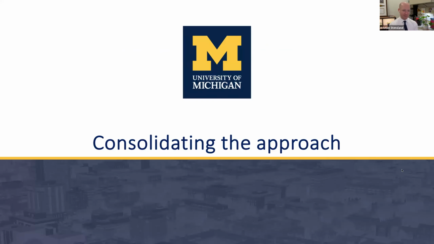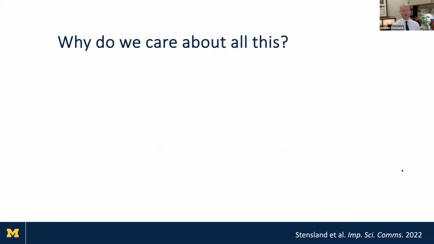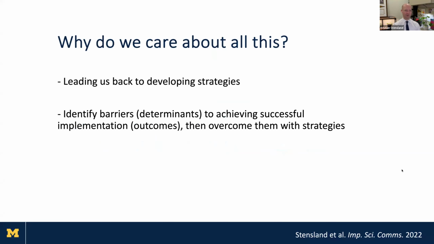So we sort of did a deep dive, and I want to scale back and take a look at consolidating this approach as we wrap up here, and then we'll leave a little bit of time for answering some questions at the end. The question really is, why do we care about all this? And it really leads us back to developing strategies. All of this is great for the science per se, but ultimately we want to be able to develop strategies that we can test in the real world to try to improve the way that trials are run.